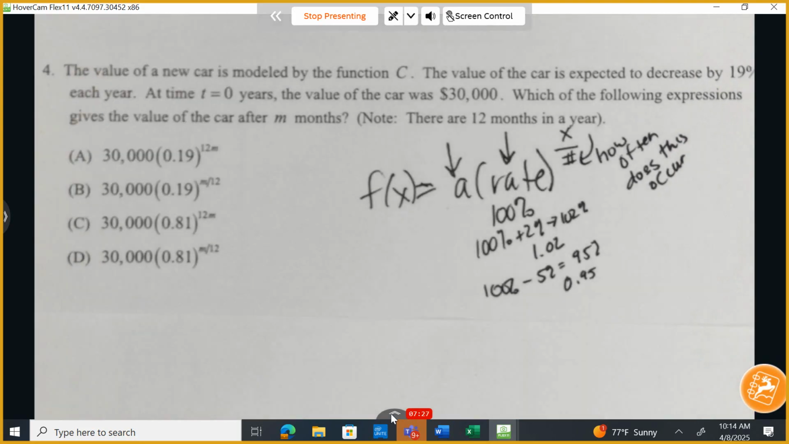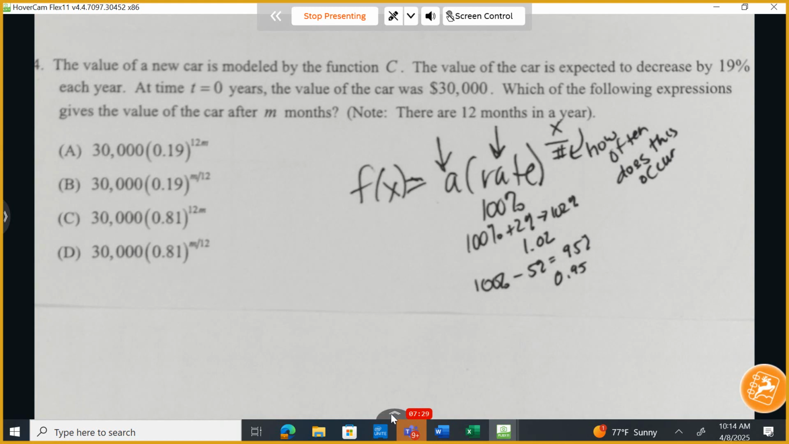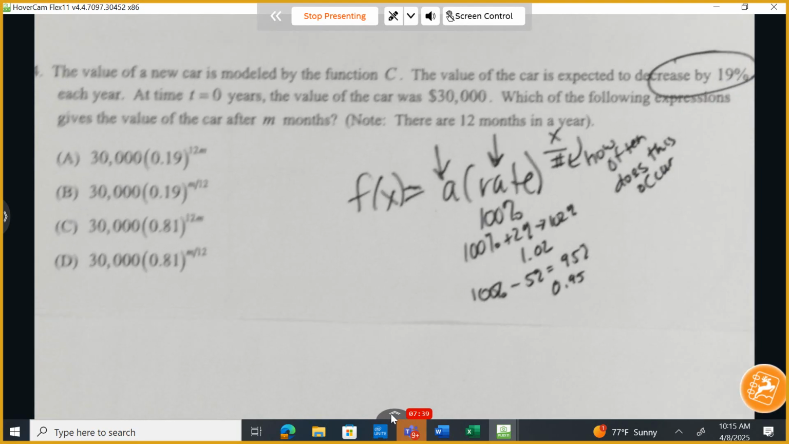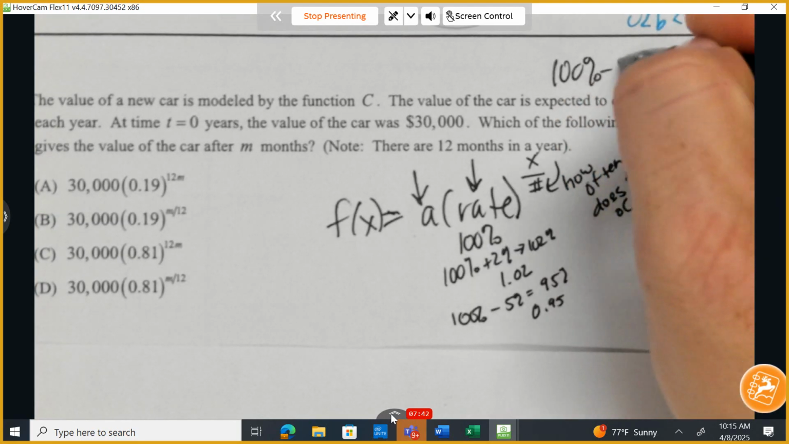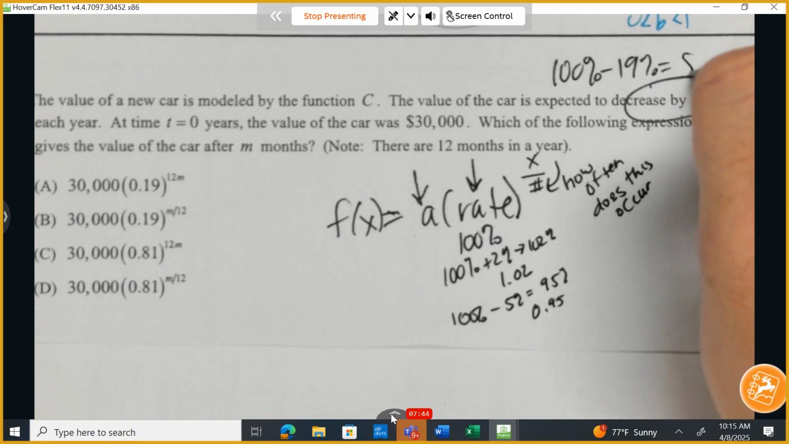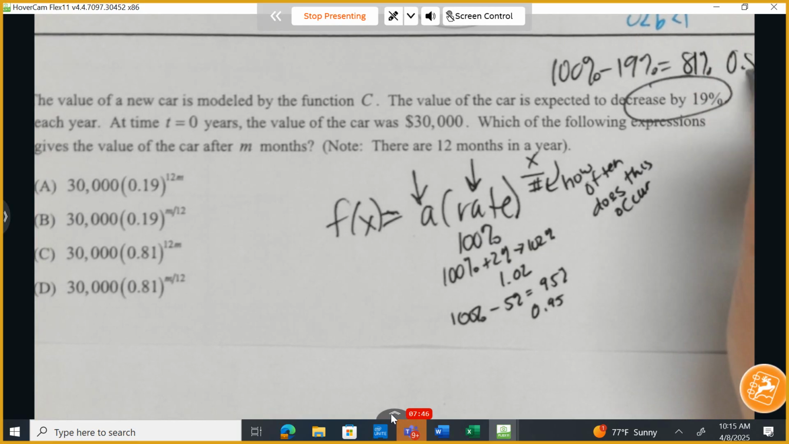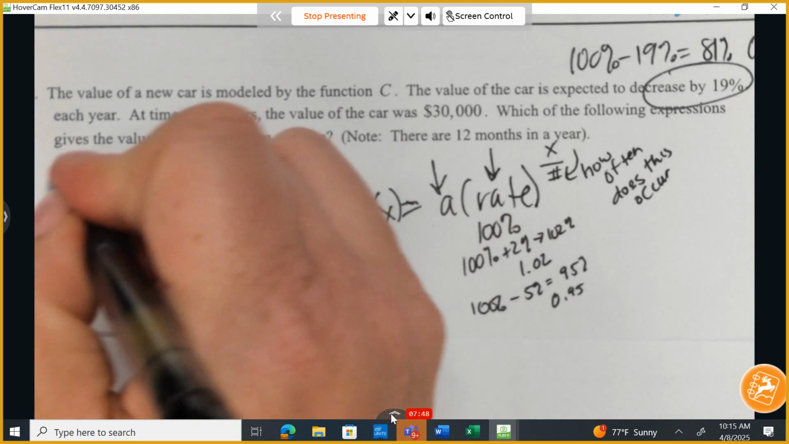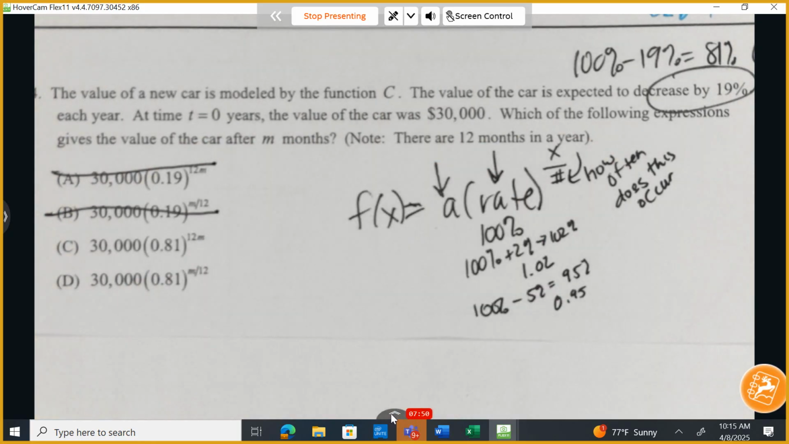And so now, this is where your test-taking skills are going to be to your advantage. Really take time to X out the ones that we know do not work. So I'm starting to read this here, and I see a decrease by 19%. So above this, please write 100% minus 19%. Okay, that gives me 81%, but as a decimal, that's 0.81. So right away, I cancel out A and B. I got a 50% chance of getting this right.